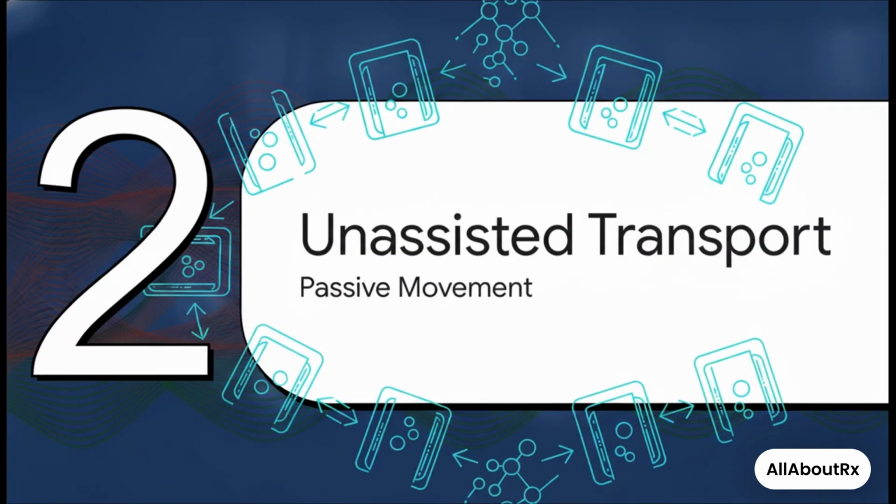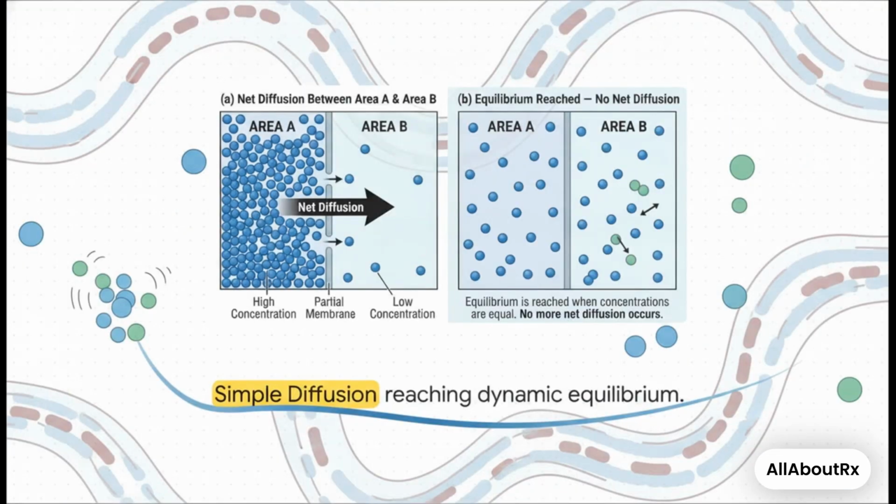Moving right along to Section 2, unassisted transport, or passive movement. Here we're looking at simple diffusion in action. Simple diffusion is just the net movement of particles from an area of high concentration to an area of low concentration. And the crazy thing is, it happens purely due to random molecular motion. You don't need a motor, you literally just need a concentration gradient.